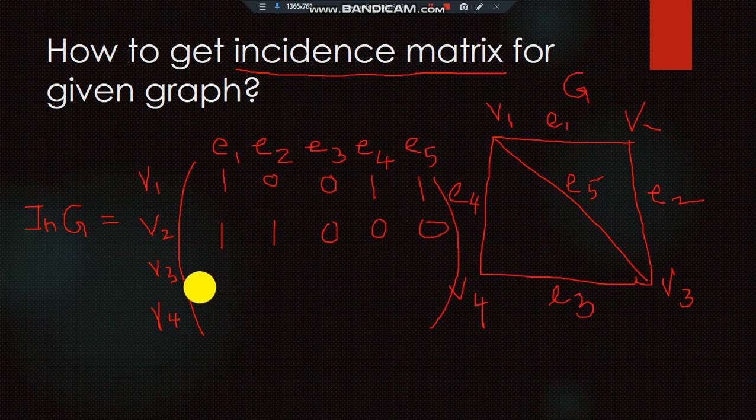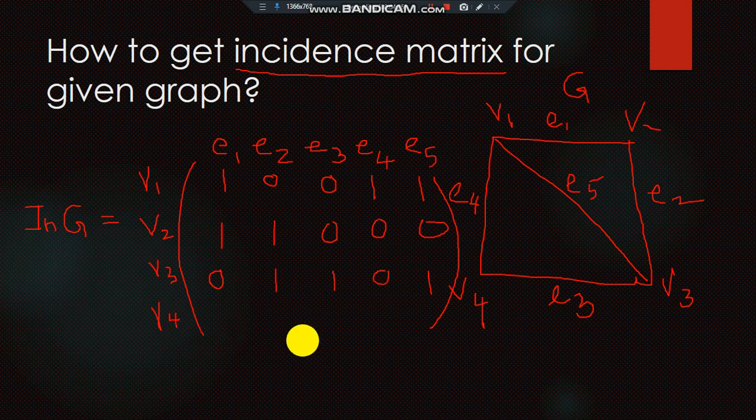Now come to V3. In vertex V3 there are 3 edges incident. E2 is incident on V3, E5 is incident on V3, E3 is incident on V3. Therefore we have to put 1 for each of them. For the others they are not incident on V3, therefore we have to put 0 here, 0 here.